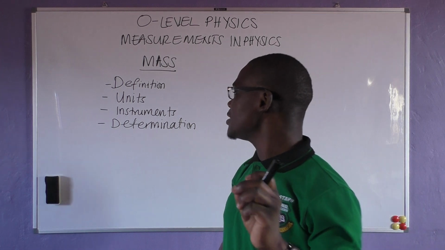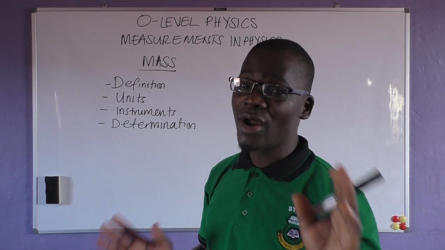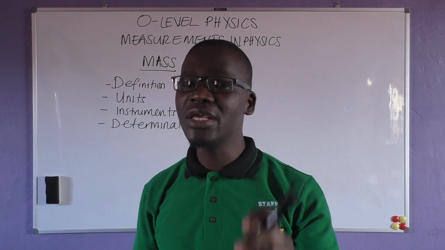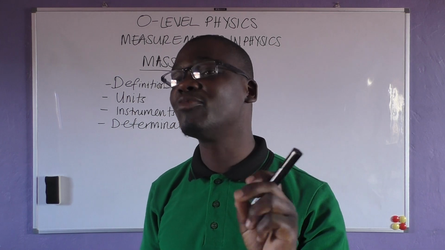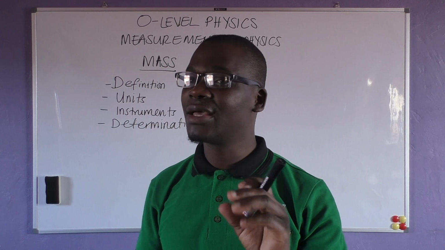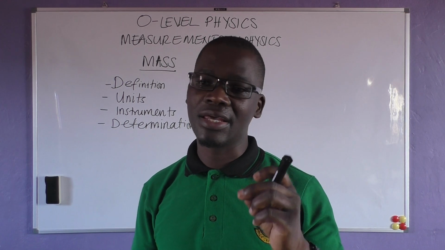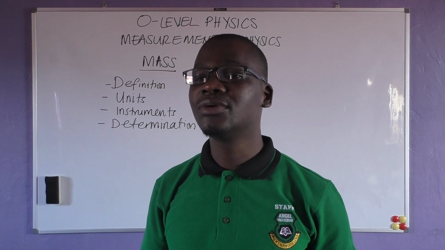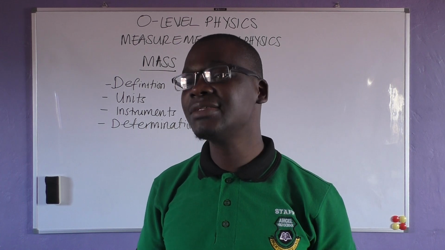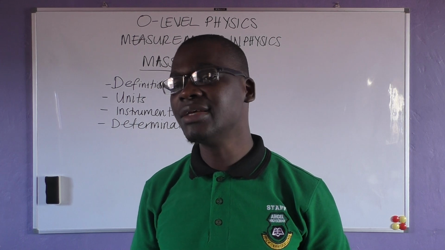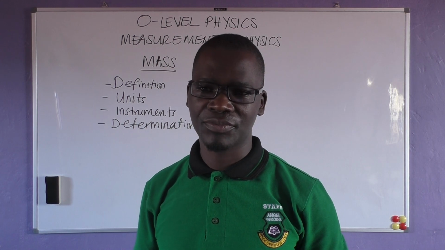How do we measure mass, and what are the instruments that we use to measure mass? Mass is measured using a beam balance. However, there are types of beam balances. We have the weighing scale, we have the digital beam balance, we have the triple arm beam balance, among others.